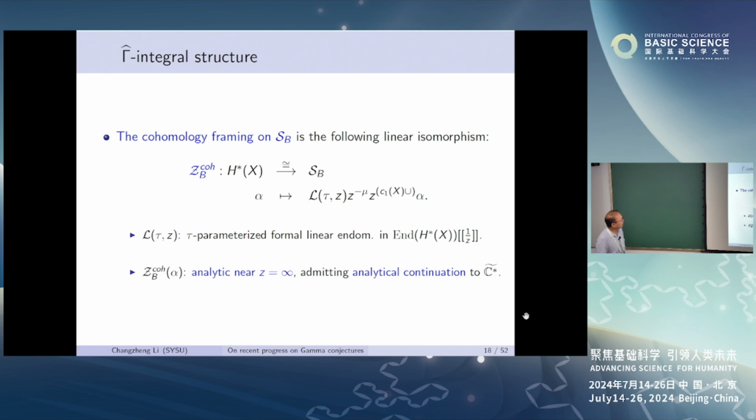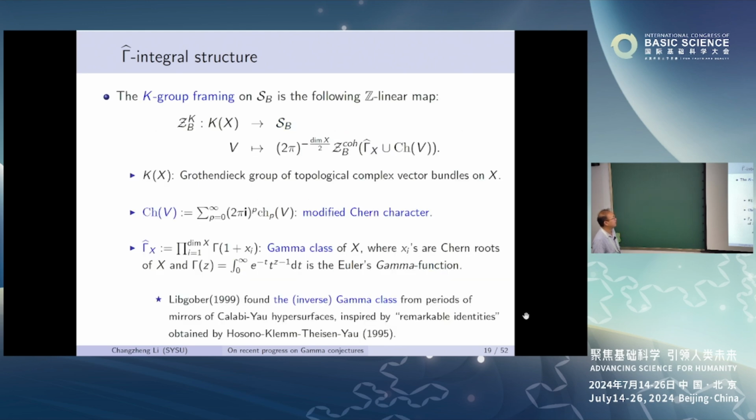Okay, then we will see, and then we can consider the cohomological framing. This is an isomorphism of vector spaces. It maps a class to a flat section. And here L is some tau parameterized fundamental linear endomorphism introduced by Iritani. He followed a similar operator by Givental. Once we fix the alpha and the value z, then it is analytic near infinity, and then we can do the analytic continuation to the universal covering. So here you can see this is an isomorphism of vector spaces, and this is a linear map.